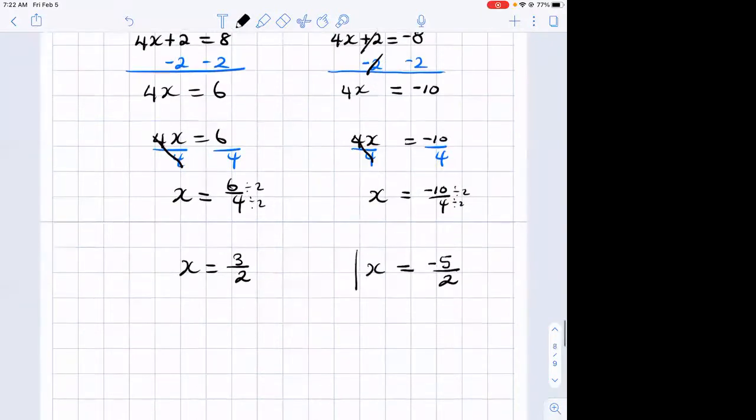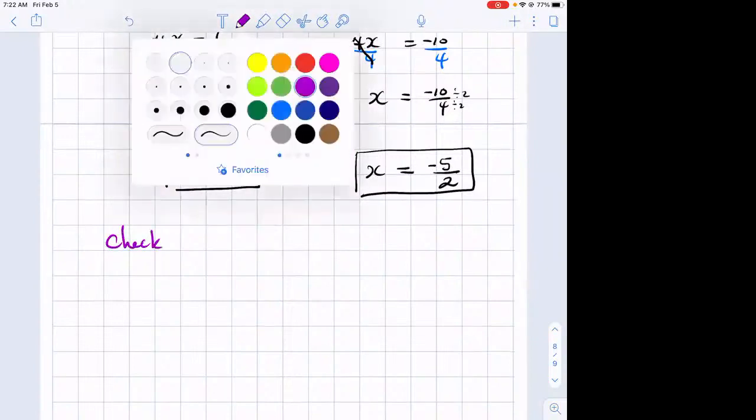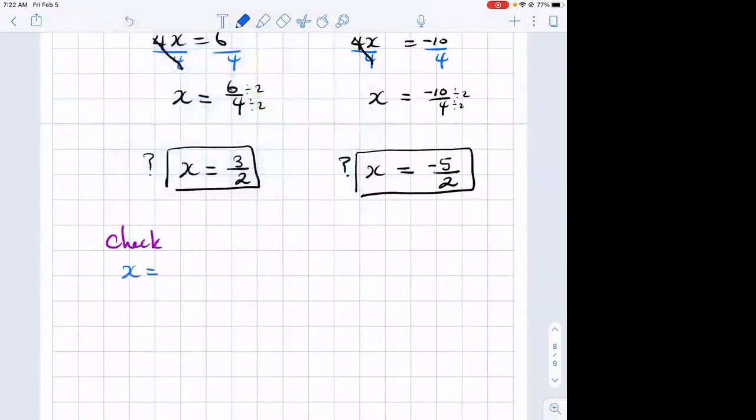Now keep in mind, you have to check them. You are never finished unless you check. Okay? So let's check. We want to check if x is equal to 3 halves, and we want to check if x is equal to minus 5 halves, because both of them must be checked. Okay?